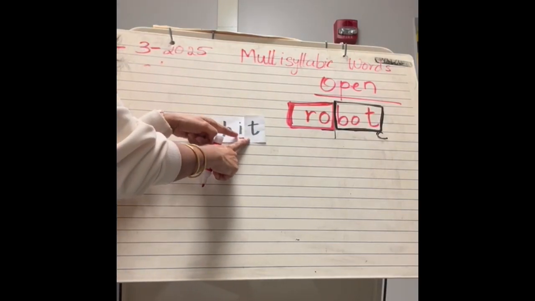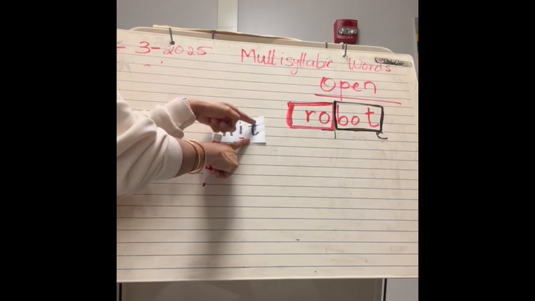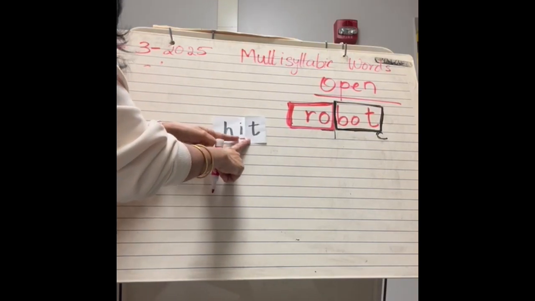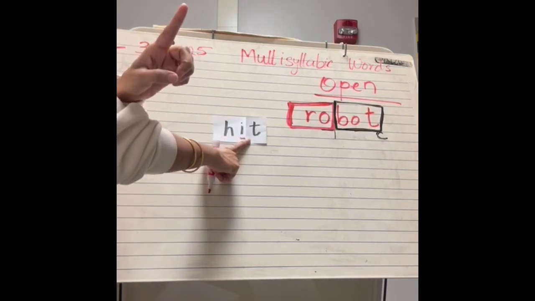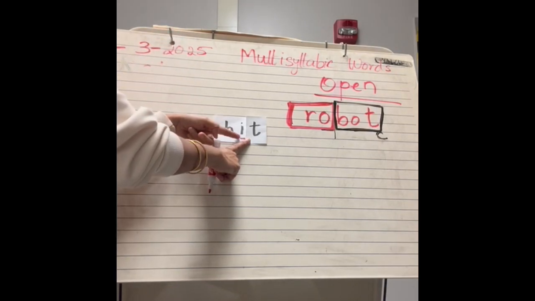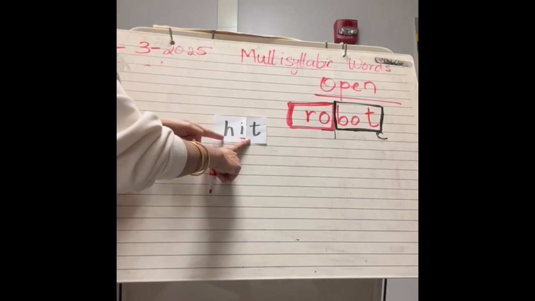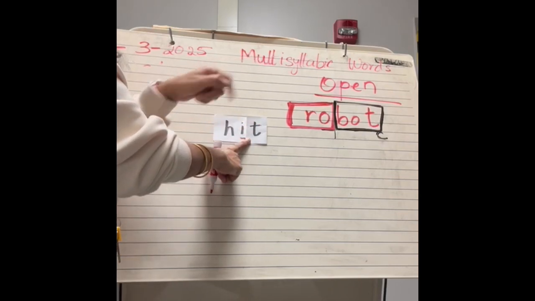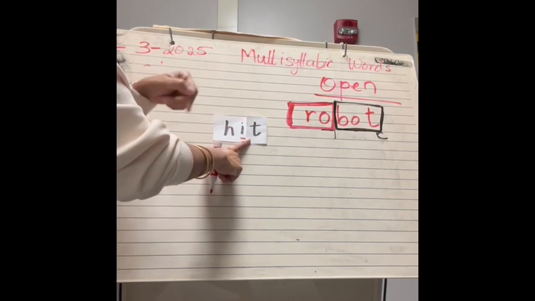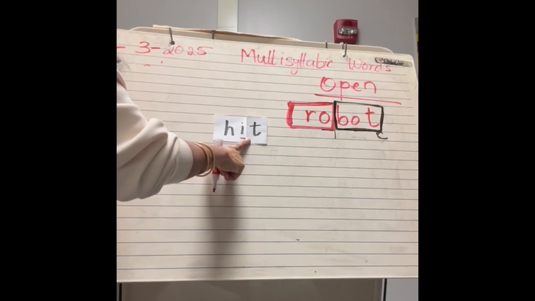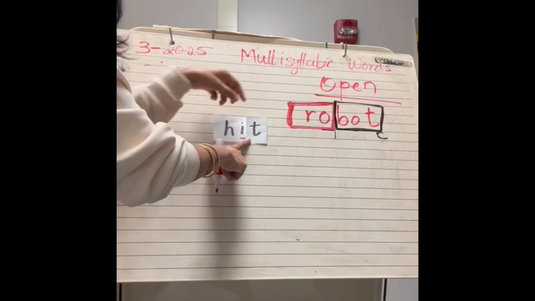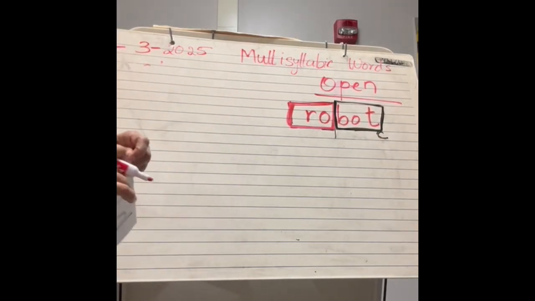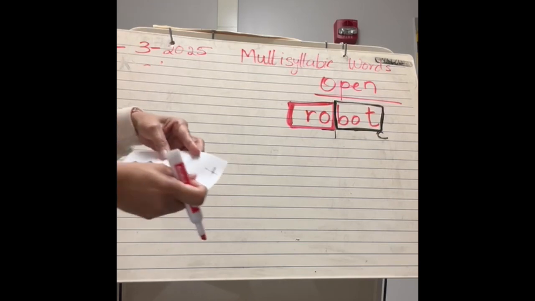So when I close this syllable, then this consonant comes and tells the vowel, shh, don't tell your name. You're closed now, and it says its short sound. So it, hit. Do we say height? No, it's it, hit. Okay, can you tell me a sentence with the word hit? Yes, it is not good to hit others. Very good. Yes, correct.